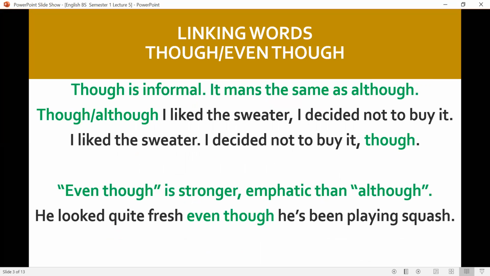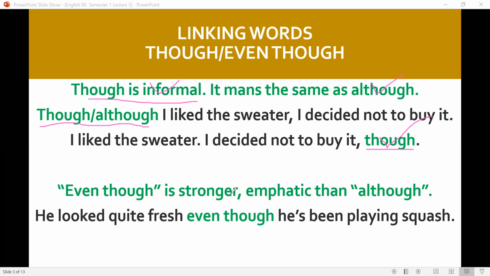Now, there are two words more, though and even though. Though is informal. In informal language, we may use though. It means the same as although. Both have the same meaning, but though is used in informal conversation, in conversational language. Although I like this sweater, I decided not to buy it. I like the sweater, I decided not to buy it, though. You may place it at the start of the sentence or at the end of the sentence.